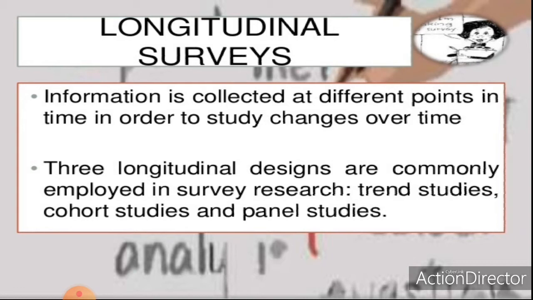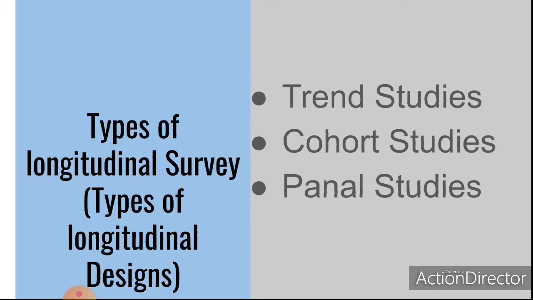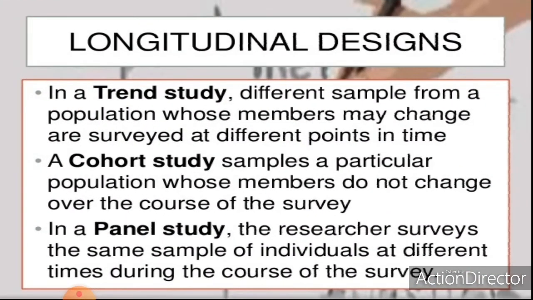The main objective of longitudinal survey is to examine the continuity of responses and to observe changes that occur over a period of time. Now we can discuss the types of longitudinal survey or types of longitudinal design. There are mainly three longitudinal designs. They are trend study, cohort study and panel study. So first we can discuss what is trend study.